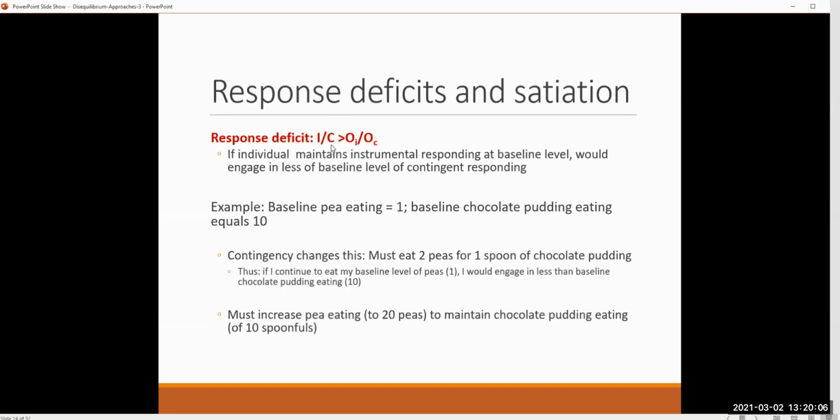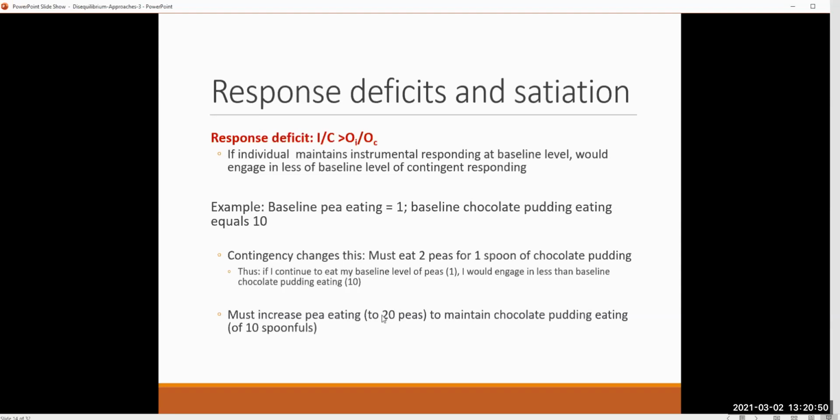1 pea divided by 10 chocolate puddings. Well, if I change a contingency to 2 peas for every 1 spoon of chocolate pudding, in order to maintain your baseline rate of chocolate pudding eating, which is 10 spoonfuls, I have to eat 20 peas. So now if I continue my baseline level of peas, how much chocolate pudding would I get? A half spoonful or no spoonfuls. Instead, with my contingency, I have to increase to 20 peas to maintain 10 spoonfuls. And that's a 20-fold change in pea eating to maintain my chocolate pudding eating.